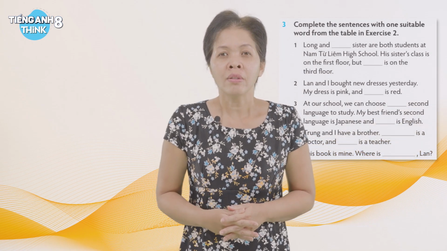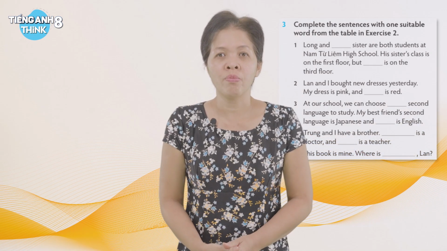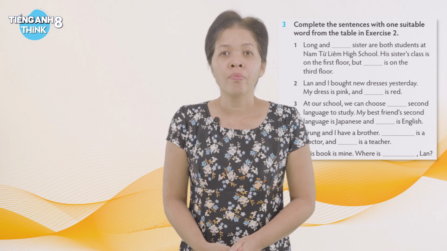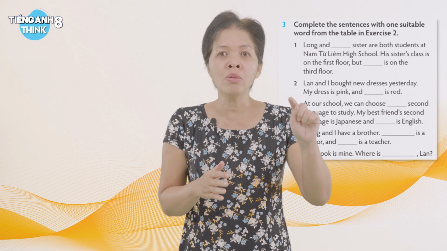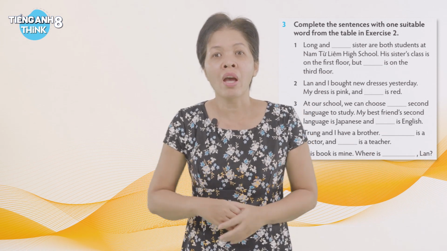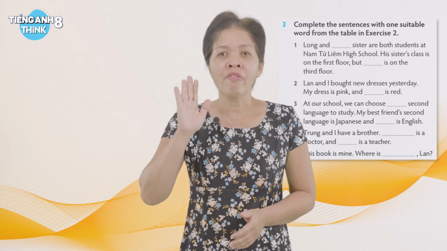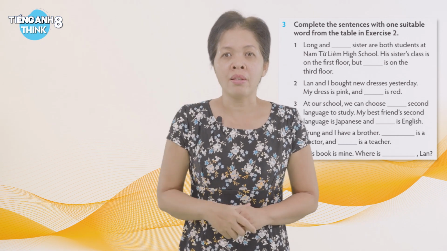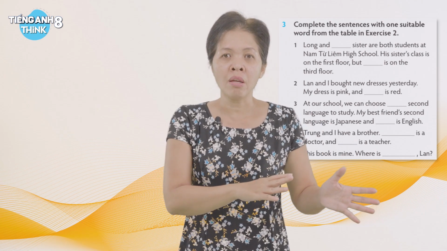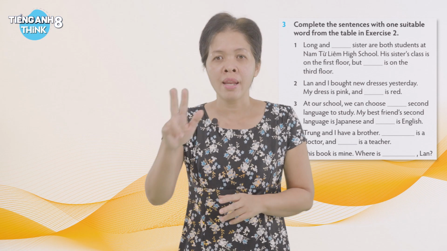Okay, together let's work on exercise number 3. Now, you have 10 seconds to read the instruction for me. What do we have to do? Yeah, we have to complete the sentences with one word from the table we have got, okay? Right. So now we have 5 sentences. Now I'm giving you 3 minutes. Use the word from the table, complete the sentences for me, okay? 3 minutes start now.